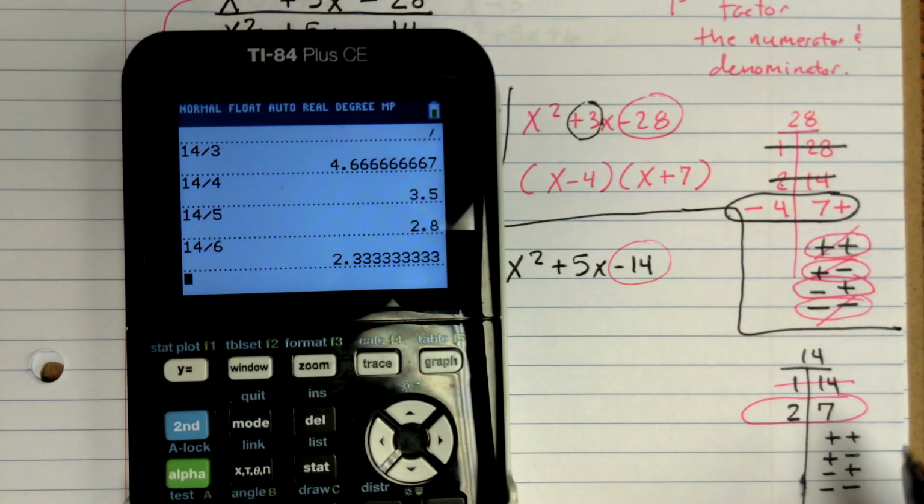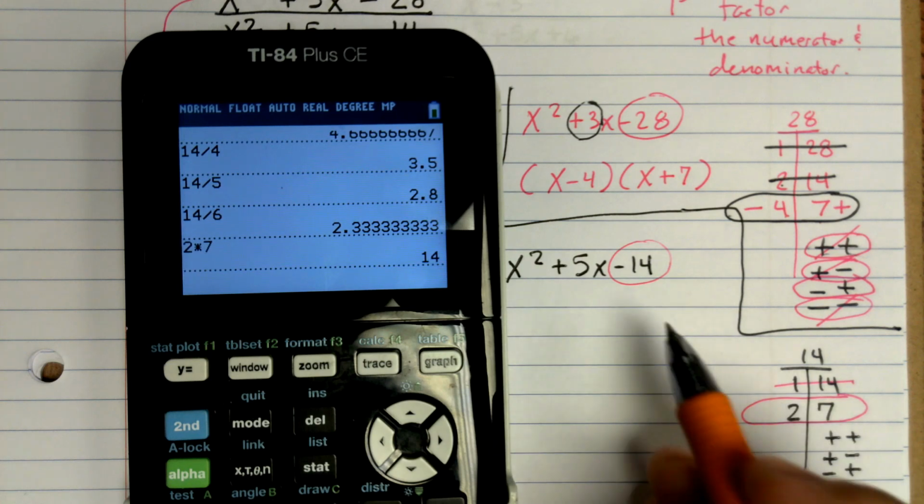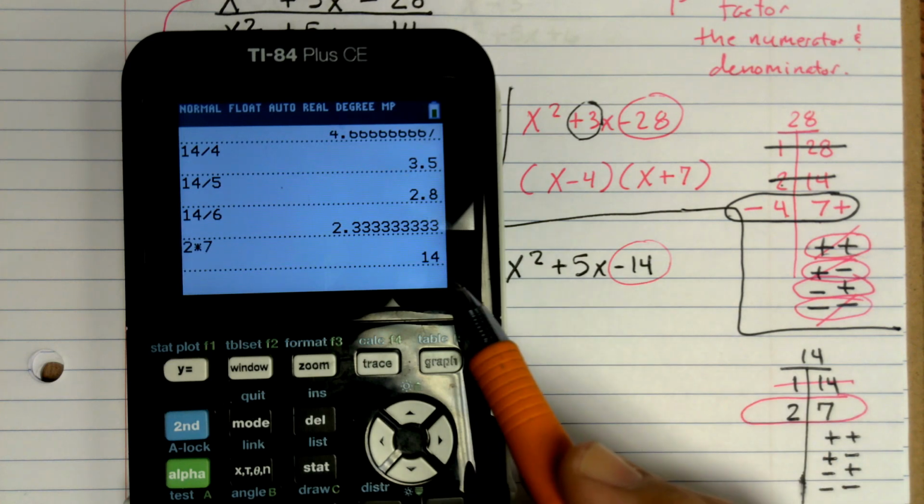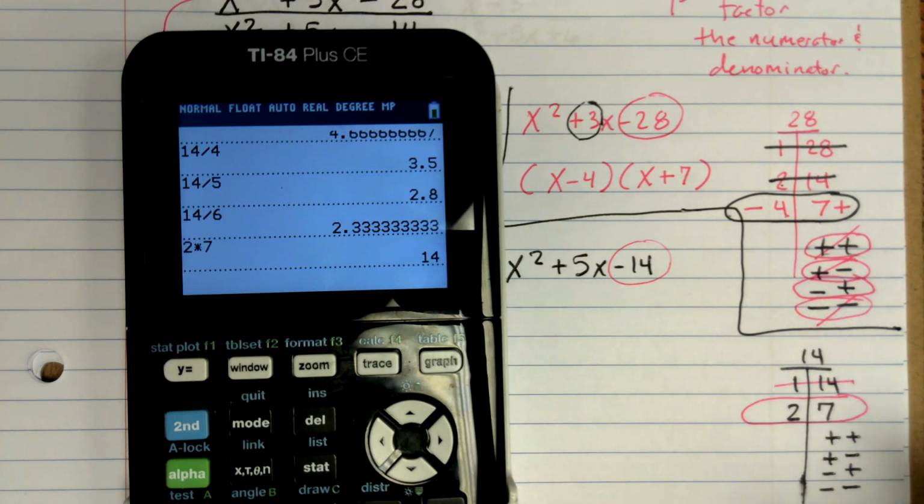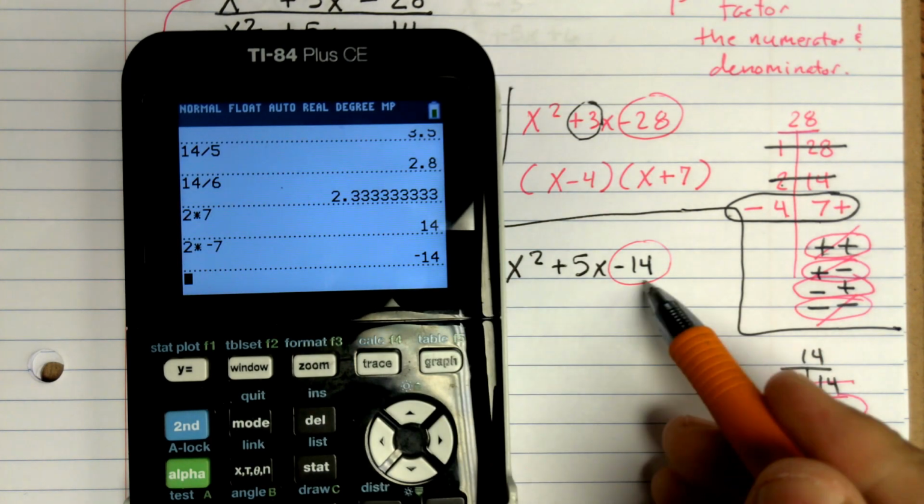So if I take this and make both of them positive, I have 2 times 7, which does give me 14. But notice it's not negative, it's a positive 14. So that should tell us right there it's not going to be the first one. And then now let's try a positive and a negative. So positive 2 times negative 7, and that does give me negative 14.